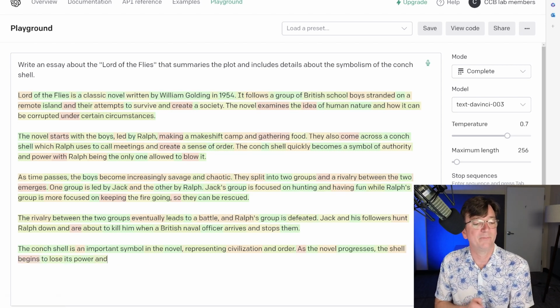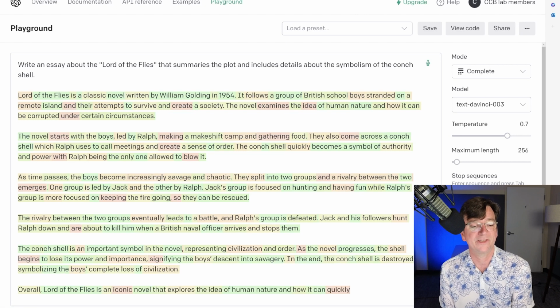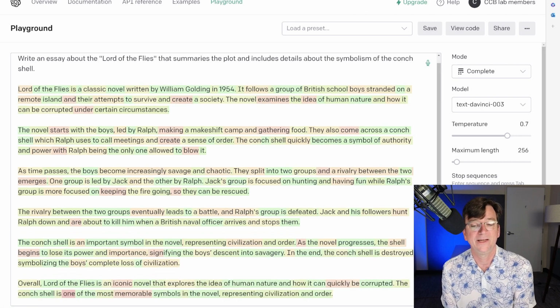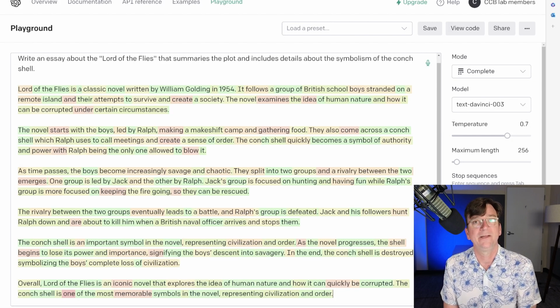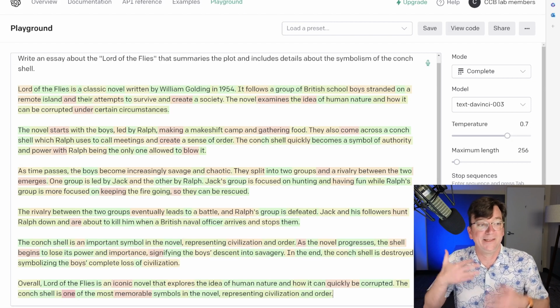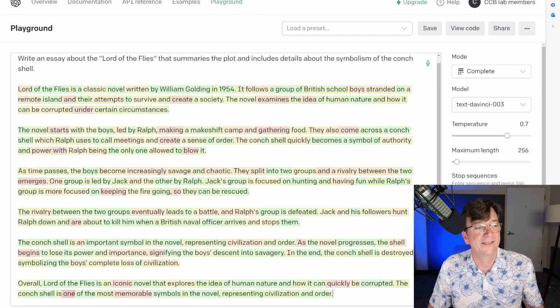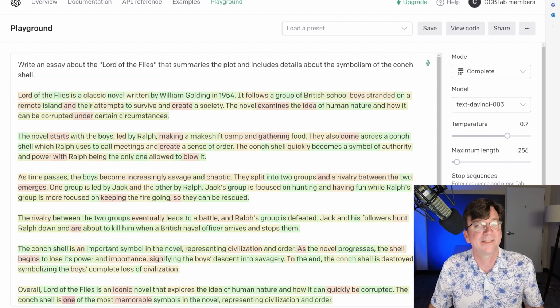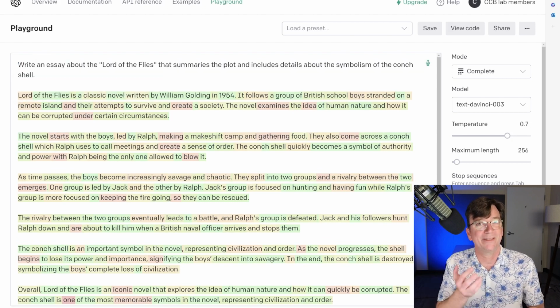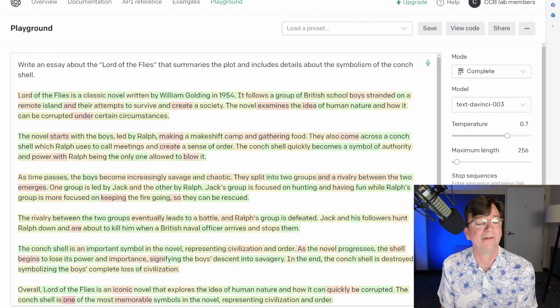the conch shell is an important symbol in the novel, representing civilization and order. As the novel progresses, the shell begins to lose its power and importance, signifying the boys' descent into savagery. In the end, the conch shell is destroyed, symbolizing the boys' complete loss of civilization. So this is really cool. This is instruction following. It is writing an essay for me based on this novel, based on what prompt I gave it, and it's able to follow those instructions.